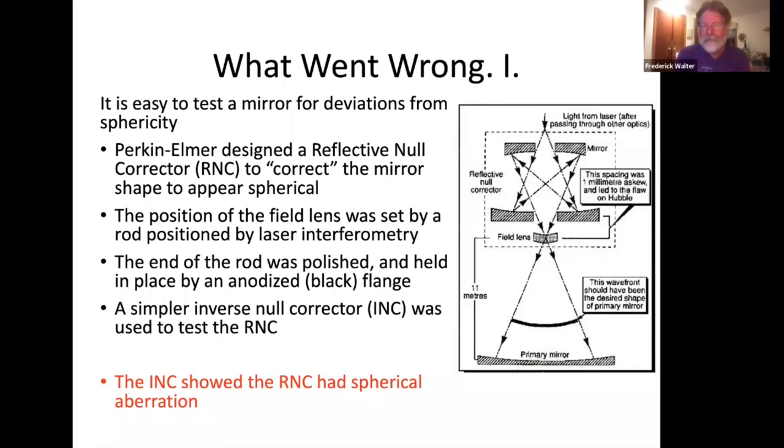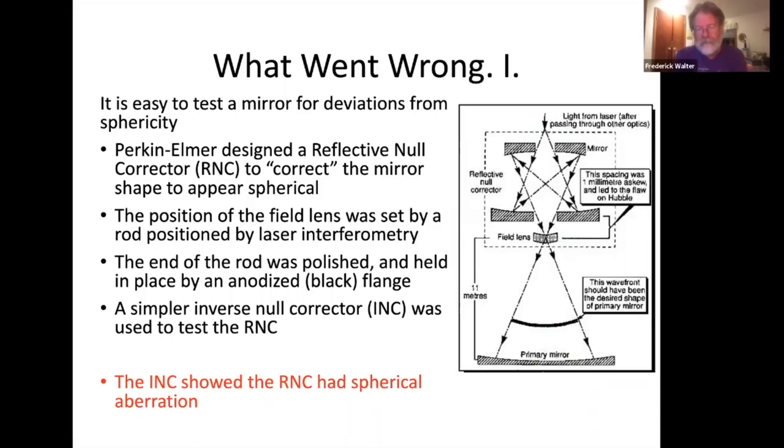This is important. Now, the end of the rod was polished to reflect the laser light, and it was held firmly in place with a black anodized flange, an aluminum flange. And the black was designed to not reflect light. So it would be located precisely using laser interferometry. Now, it took a long time for the engineers to actually build this. In the meantime, they built a simpler inverse null corrector using lenses, which they also used to test the reflective null corrector when it was ready.